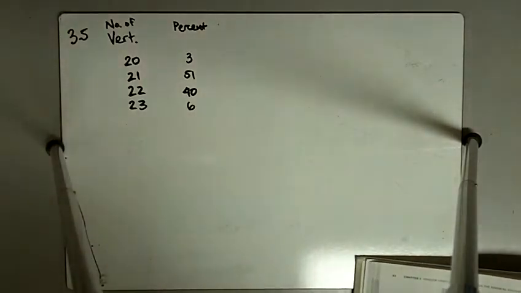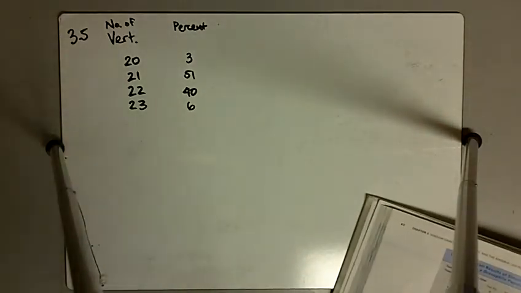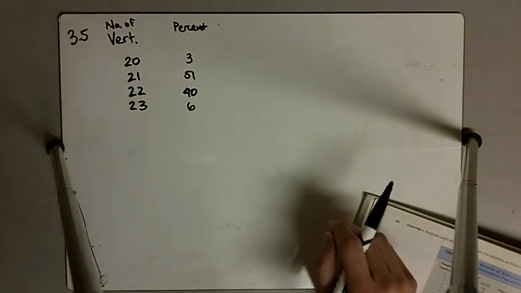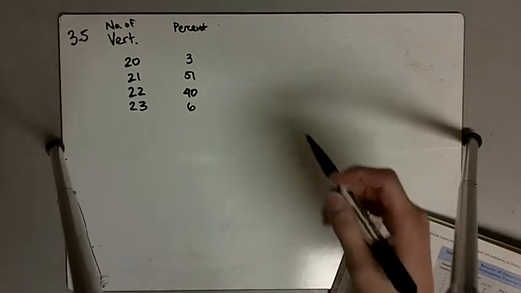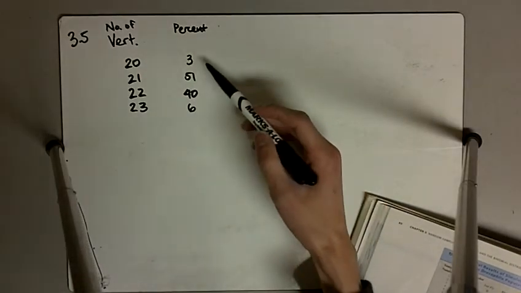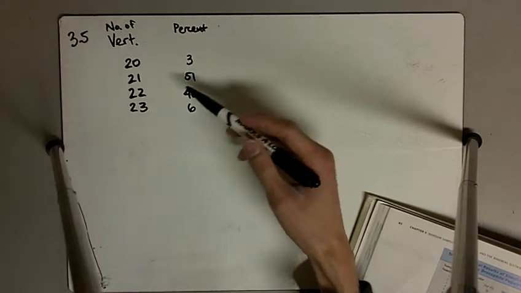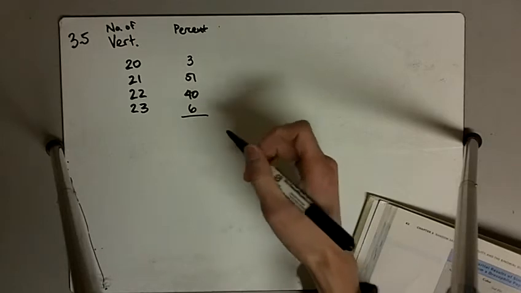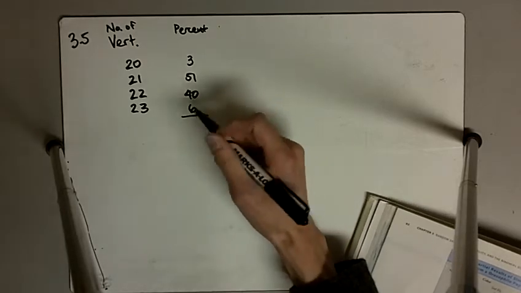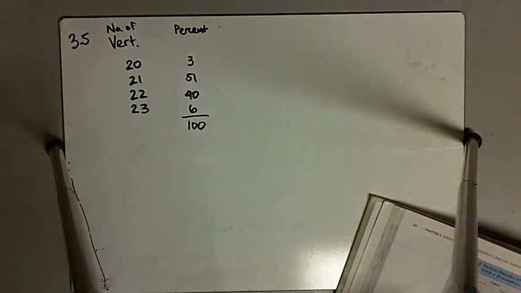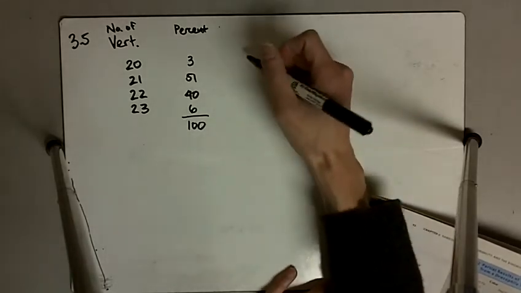Problem 3.5 says, in a certain population of the freshwater sculpin Codus rothius, the distribution of the number of tail vertebrae is as shown in the table. And it lists the number of vertebrae. So those with 20 vertebrae make up 3% of the population. Those with 21 make up 51%. Those with 22 make up 40%. And those with 23 vertebrae make up 6%. If you add these up, that adds up to 100% of the population.